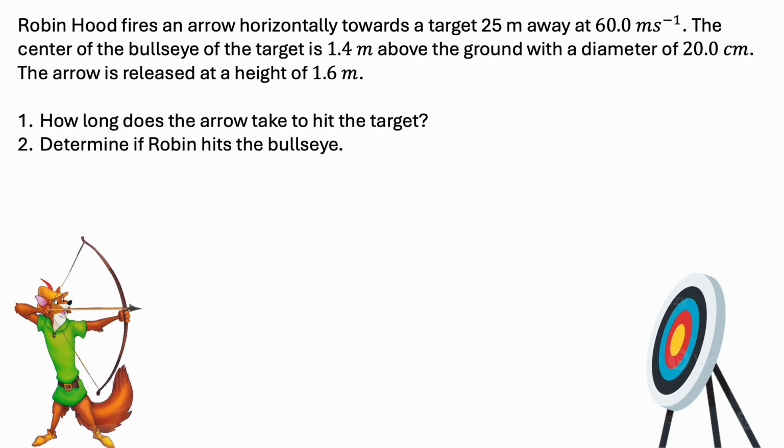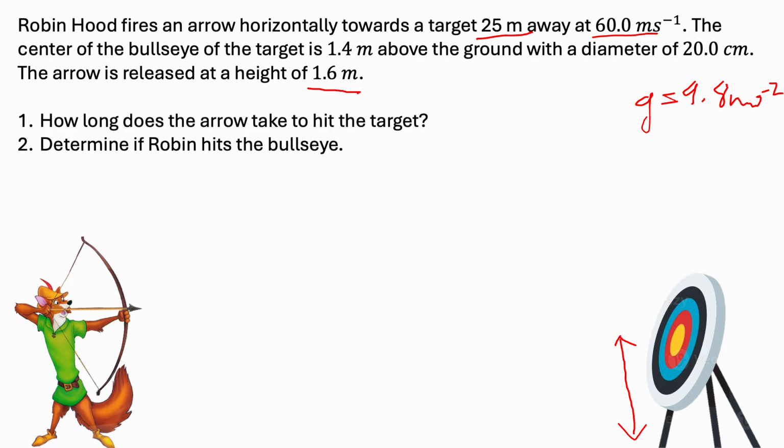Robin Hood is firing an arrow horizontally at a target that is 25 meters away, and the arrow flies at 60 meters per second. The center of the bullseye is 1.4 meters above the ground, but the arrow is released slightly higher and will accelerate to the ground. G in this case, obviously, with IB physics, is 9.8 meters per second squared. And the bullseye has a diameter of 20 centimeters.